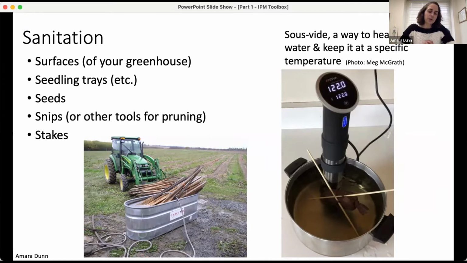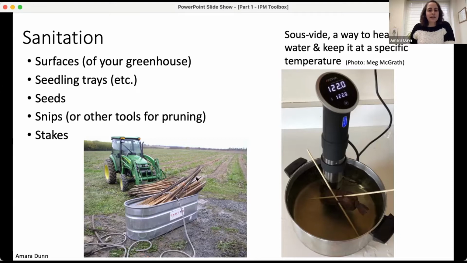Snips, so any tools that we're using for pruning, anything that's going to come in contact with the tomatoes, those should be clean. And then this picture here, sous vide, Elizabeth is saying. Is that it, sous vide? I'm going to have to learn. I know no French at all. This is unfortunate. Elizabeth says yes, thank you.